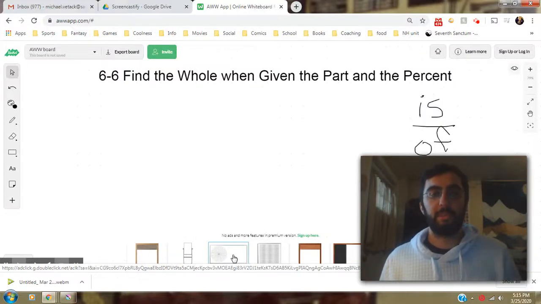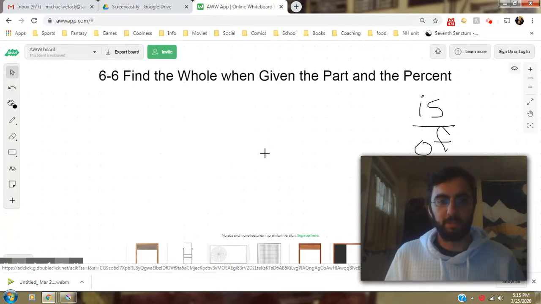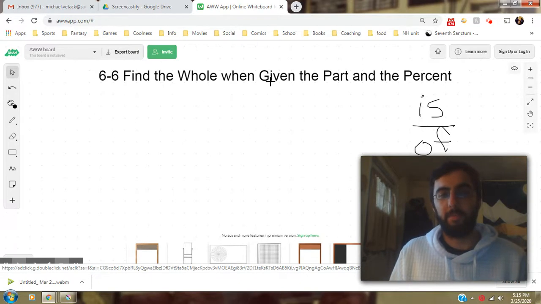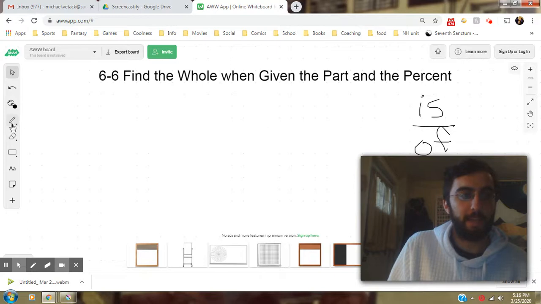Welcome to 6-6, the final lesson in the topic. This is going to be very similar to the last two, as it's the same process. We're just given a different portion of the problem. So as you can see, 6-6 is finding the whole when given the part and the percent. We're still going to be referring to our is over of to help us out.